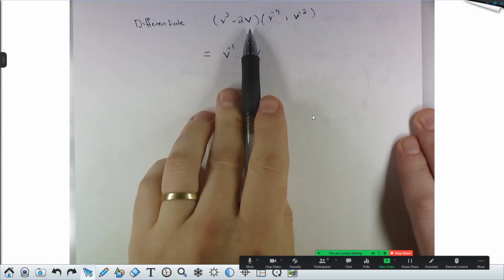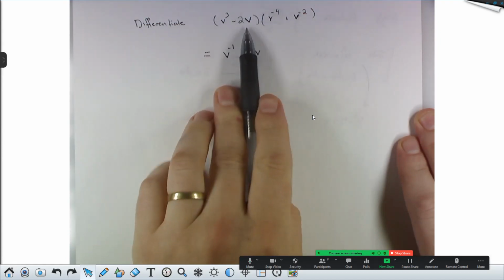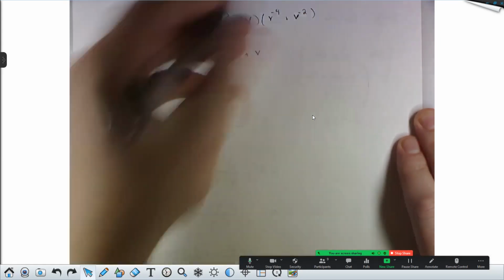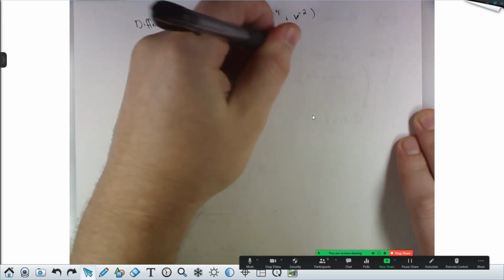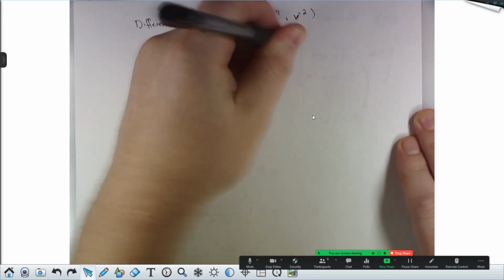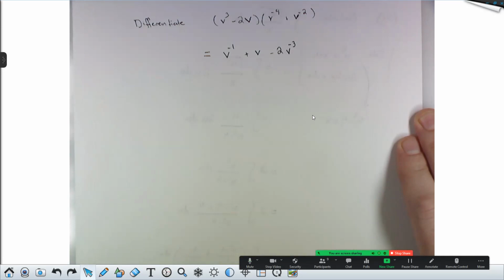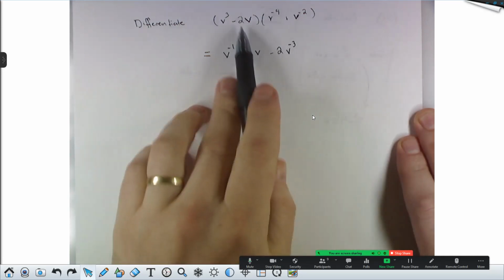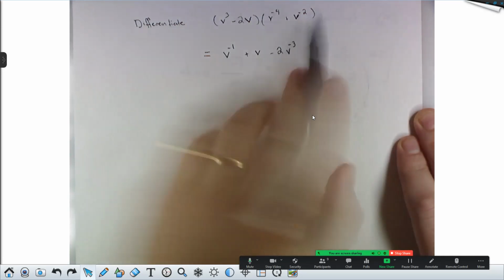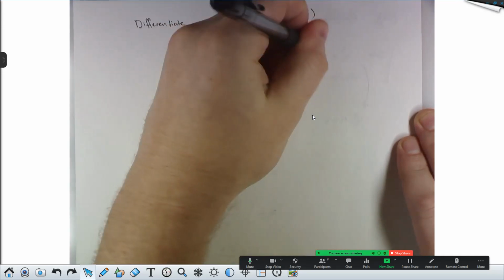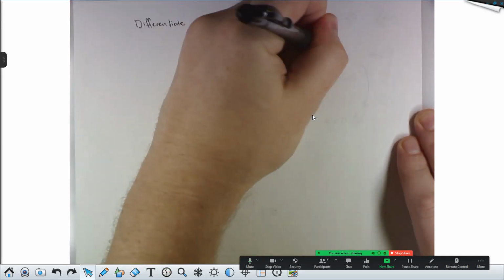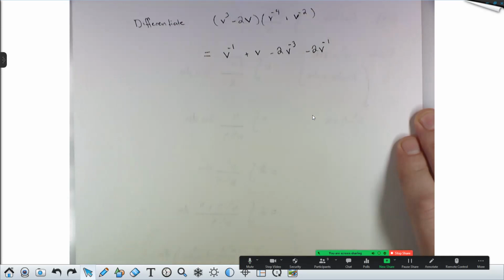My inners would be negative 2v times v to the negative 4. That would be minus 2v to the negative 3. And my last terms here would be negative 2v times v to the negative 2. That's negative 2 times v to the negative 1.